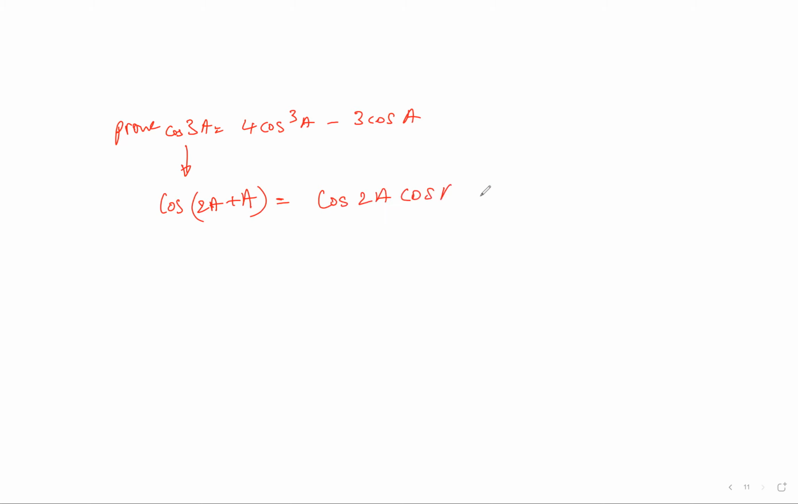Wait, let me open my Zoom. Computer is a bit slow today. So they ask you to prove cos 3A equals 4 cos cubed A minus 3 cos A, correct or not? So this one you convert to cos of 2A plus A. You remember this or not? Double addition formula. So this is cos 2A cos A minus sin 2A sin A.